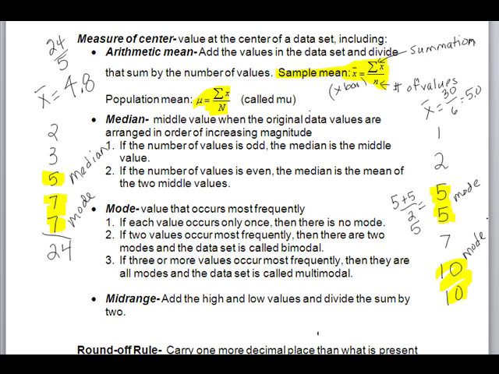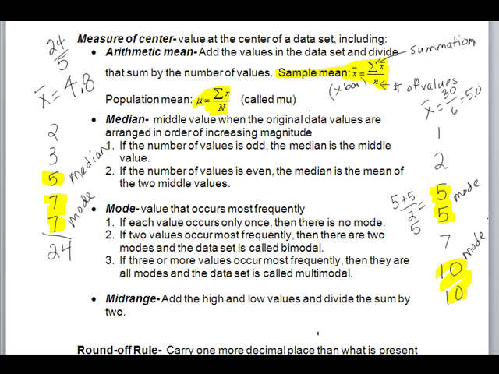Now, in the Math 152 text, they say that anytime you have more than three values occurring most frequently, that it's no mode. So it's just different information, different interpretation.